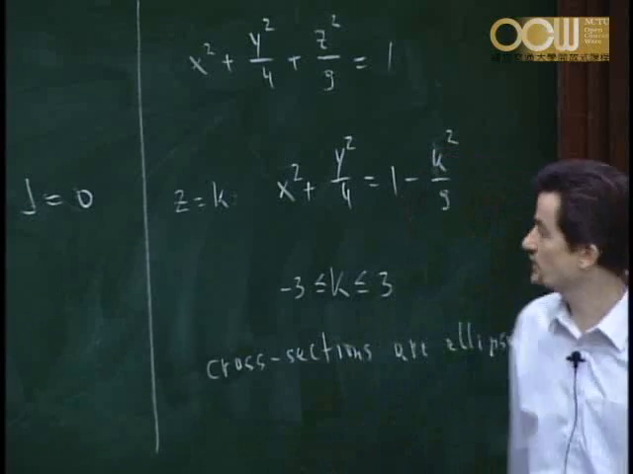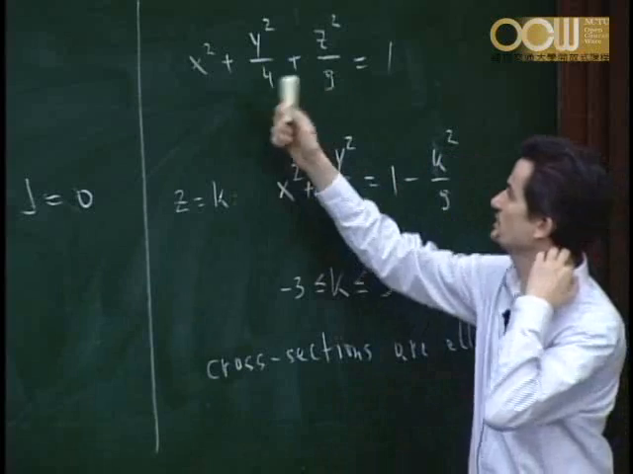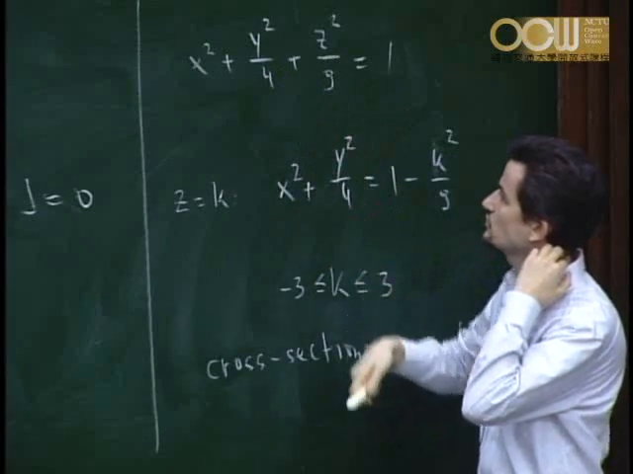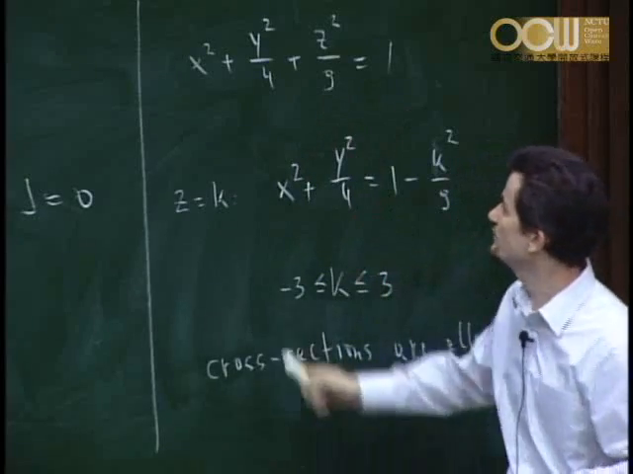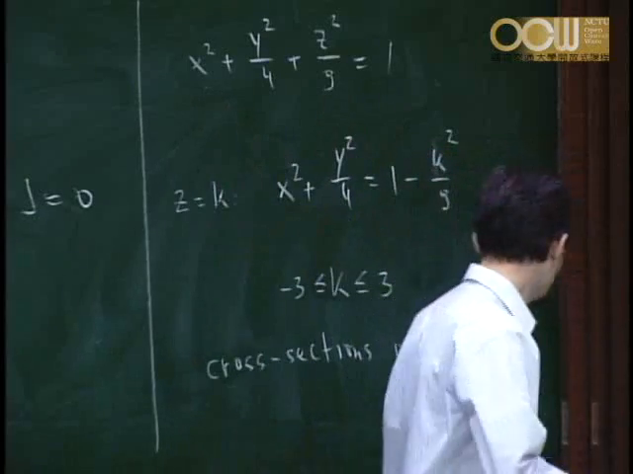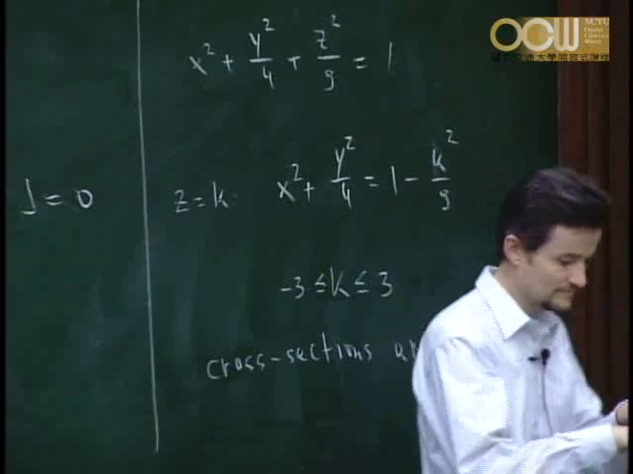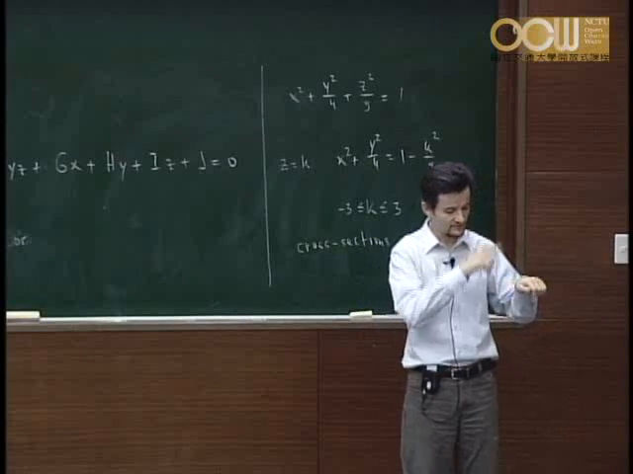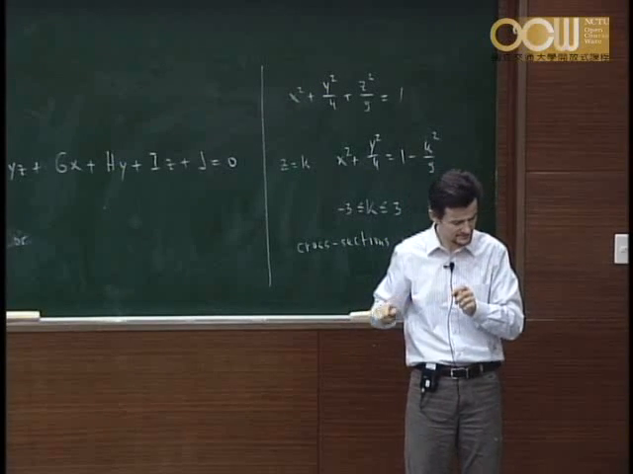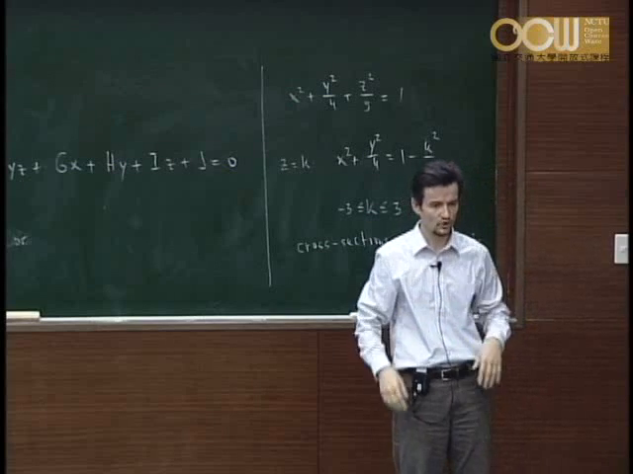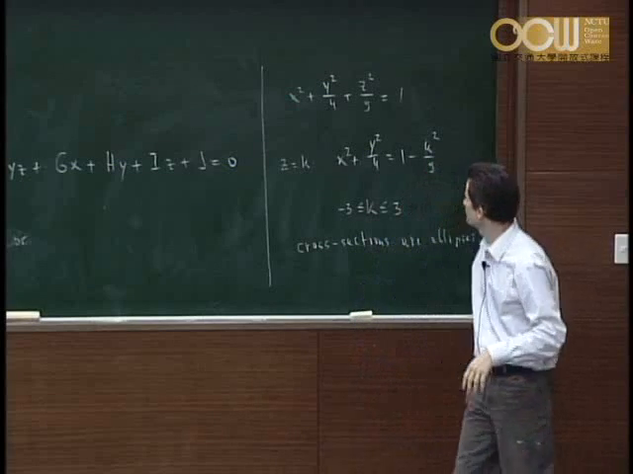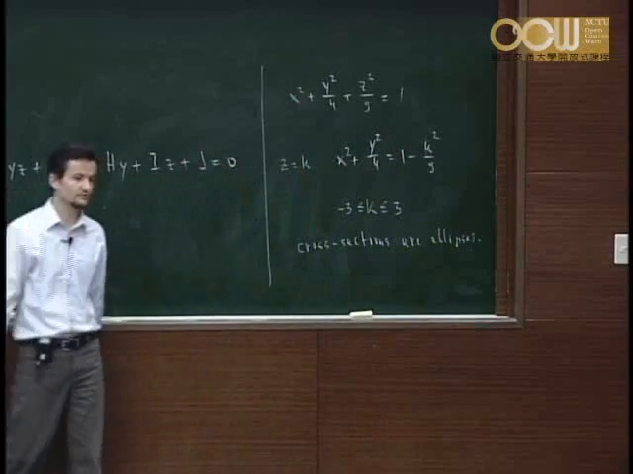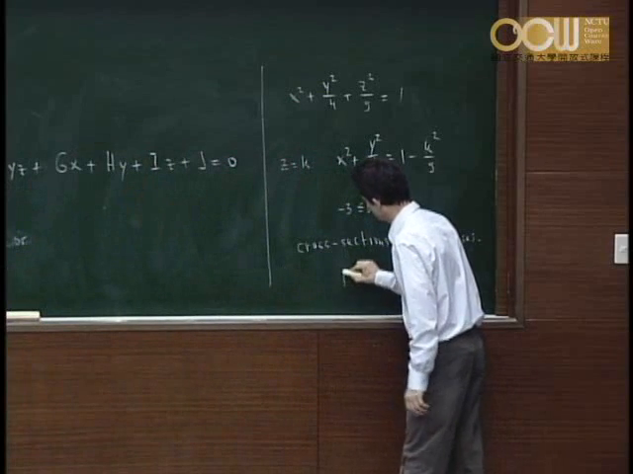The same holds for the other directions, because here the sign is always positive. If you do the same in y, you also get ellipses as the cross sections. If you do the same in x, the same. So no matter how you slice this kind of surface, parallel to the xy plane, the yz plane, or the xz plane, you always get ellipses. That's the reason why the first type of quadratic surface is called an ellipsoid.